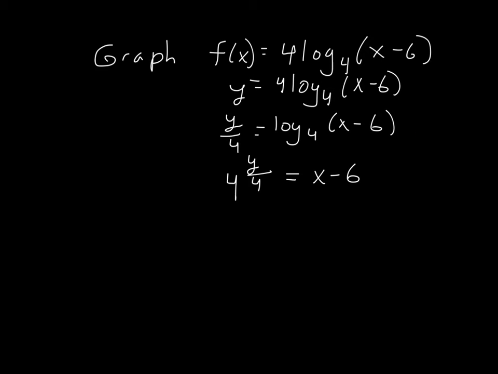And then if I'm going to use my same methods, then I'm going to add 6. I'm going to take this 6 and put it on the other side, so I just have x equals. So it's going to be 4 to the y over 4 plus 6 equals x. And we're going to make our table.